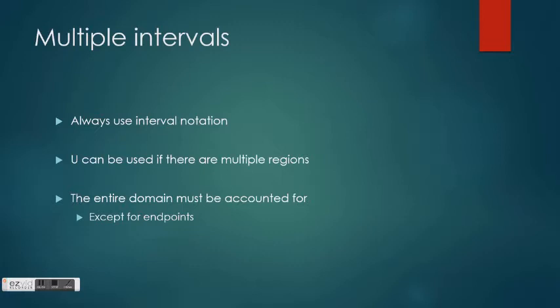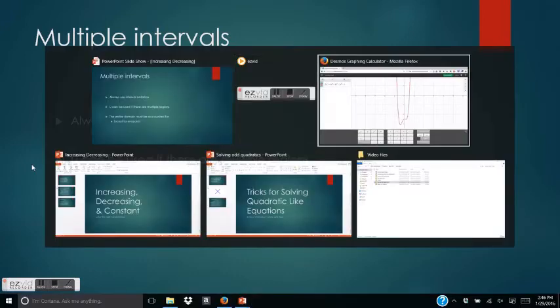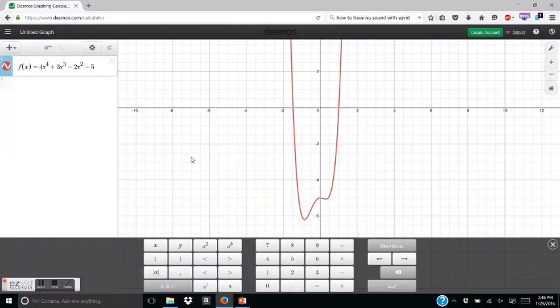Because at any given point, it's not increasing or decreasing, but it depends on what's happening on either side of it. Now, if you have to use multiple intervals, as in there's multiple regions where it's increasing, but they're separated, you want to make sure to use the union symbol, which is seen right here, in between each of the regions. Now, once you have the intervals of increasing, decreasing, constant, what's left? Well, it should only be the endpoints, so everything else should be accounted for.